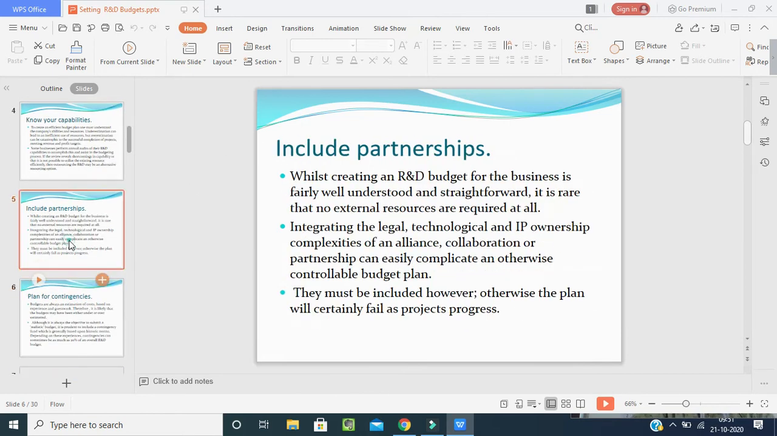Now, next one is include partnerships. That means we should include our partnerships. If we are including, what sort of terms will be taken into account, like integration, legal, technical, IP ownership, completion of the alliances, collaborations, or partnership can easily turn an otherwise uncontrollable budget plan into a controllable one. That means if you are having very little budget, we need more budget. So if you want to collaborate with another company or organization, then there should be legal terms. That means when we are including the partners, we will get the budget, and depending on that budget, we can run our business.